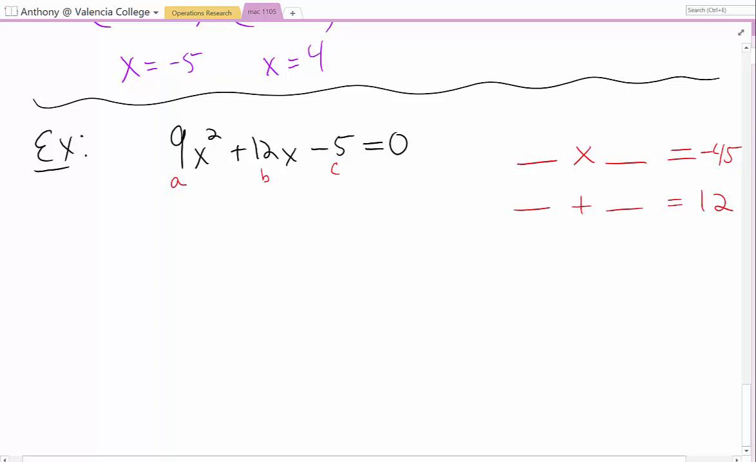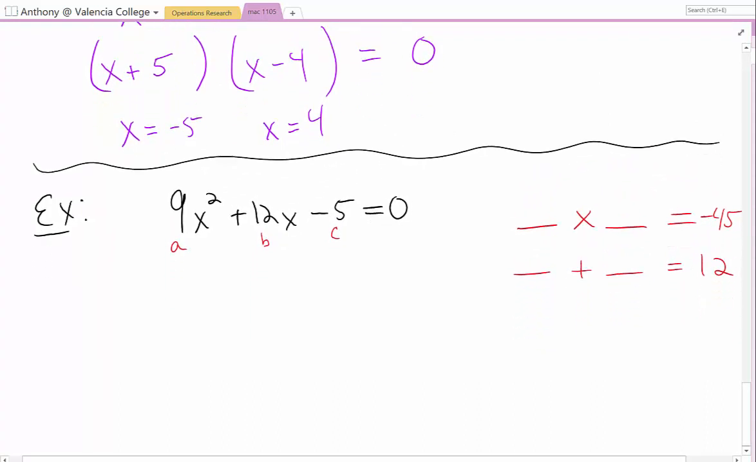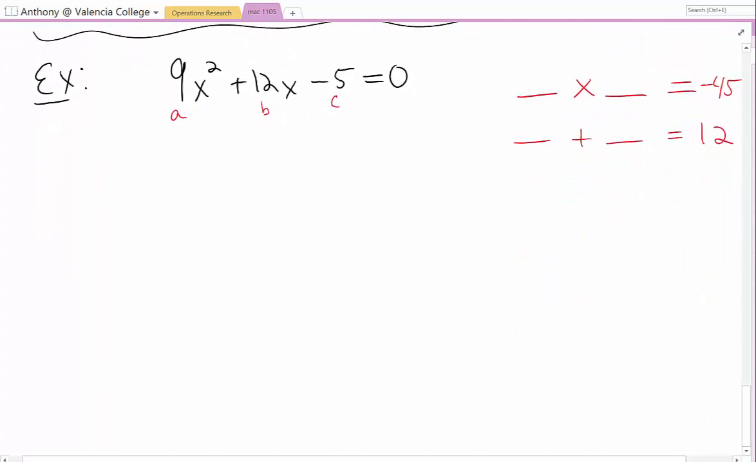If you're saying to yourself, hey, we've already kind of been doing that, you're exactly right. AC grouping is the more general method, and whenever we have a 1x squared, we've just been doing a little shortcut of AC grouping. Okay? All right, so now we have to figure out what those numbers are. So let's see here. What multiplies to a negative 45 and sums to 12?